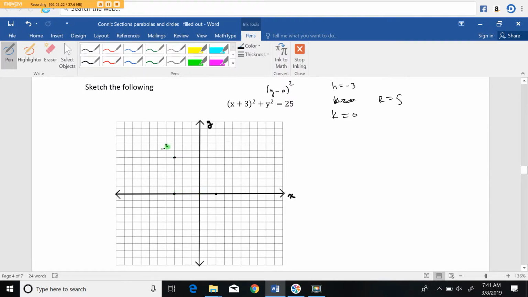I'm going to go ahead and write that one in there. 1, 2, 3, 4, 5. There's another point. What would that one be? Let's see, that one was negative 3, 5 more. Negative 8, 0. That's that point. Then 1, 2, 3, 4, 5. That's negative 3, negative 5. And then you basically connect the dots.